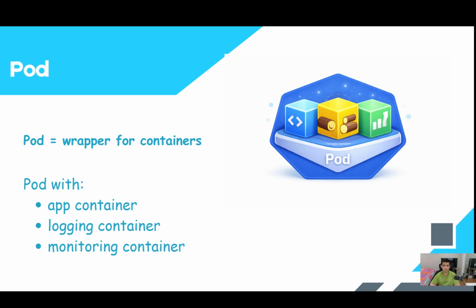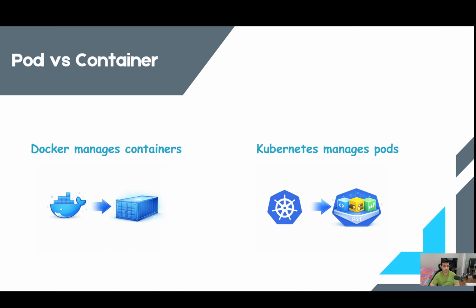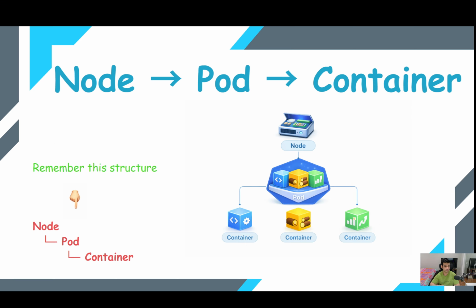Now let's see how pods and containers differ from each other. Let me make this very clear. Docker manages containers. Kubernetes manages pods. Containers live inside pods. Pods live on nodes. So the actual hierarchy looks like this. If you have to remember one thing from this video, remember this structure.